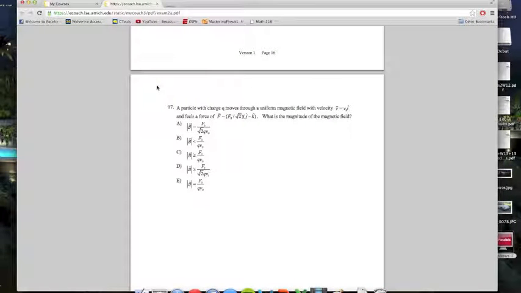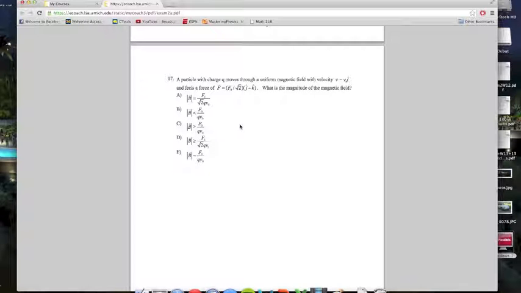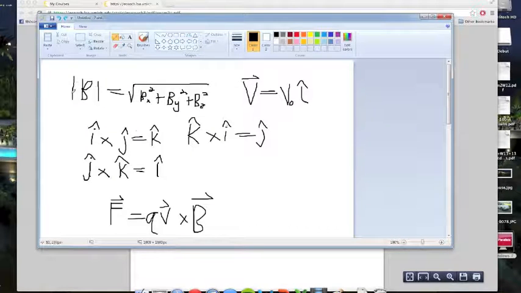Okay, we're going to talk about problem 17 of midterm 2, and the question asks, a particle with charge q moves through a uniform magnetic field with velocity v equals v naught i hat and feels a force of F equals F naught over the root 2 times (j hat minus k hat). And they would like to know, what is the magnitude of the magnetic field? Here's the explanation to the problem.